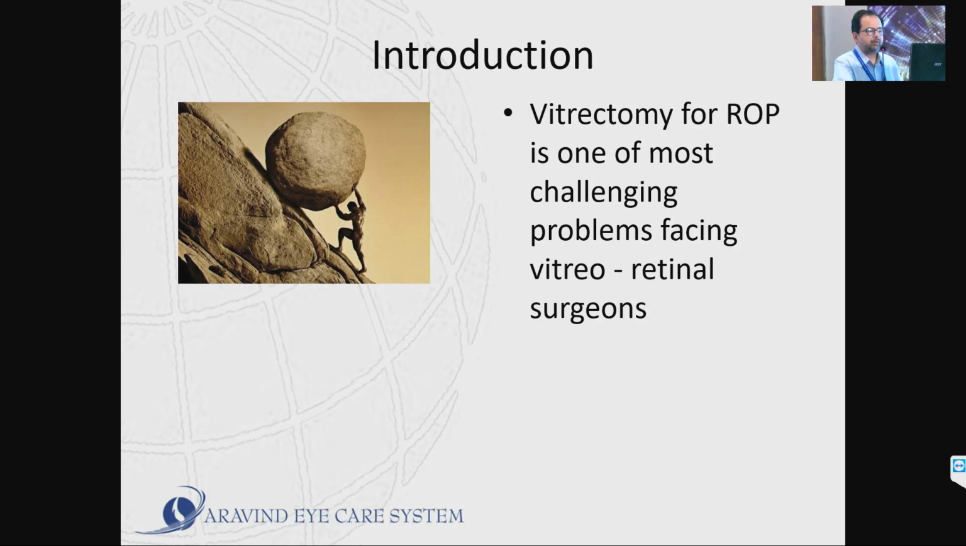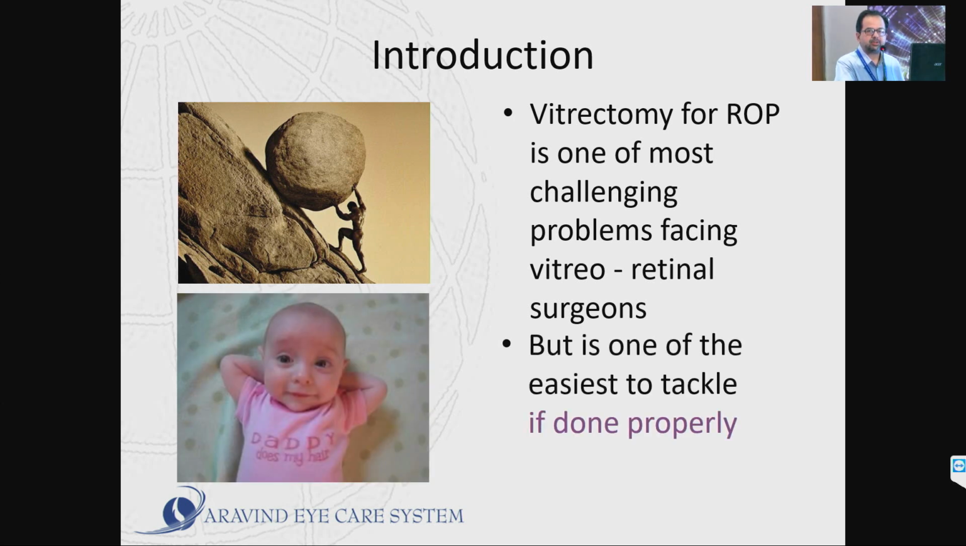So vitrectomy for ROP is one of the most challenging problems facing the vitreoretinal surgeons, and we feel this is the ultimate thing to do. But frankly, it is one of the easiest to do. It is much easier to do compared to an adult if done properly.